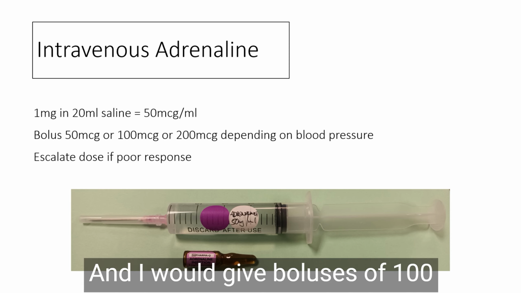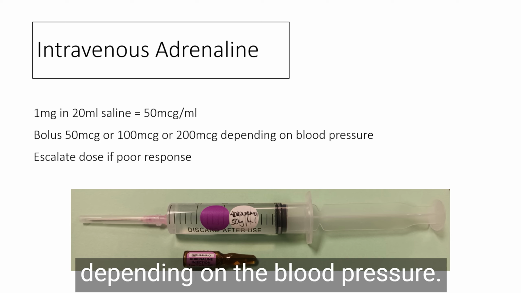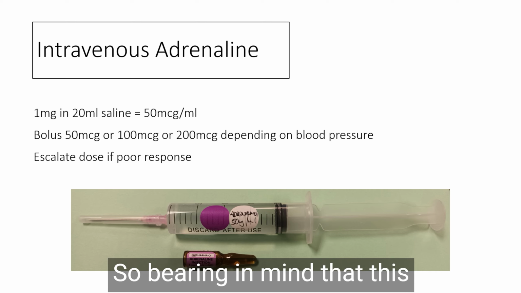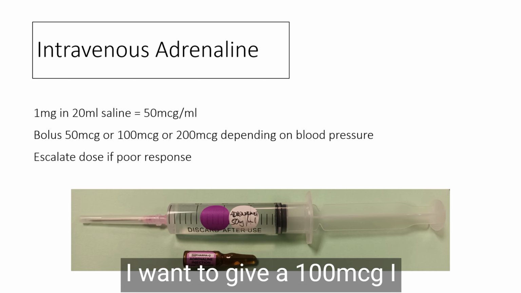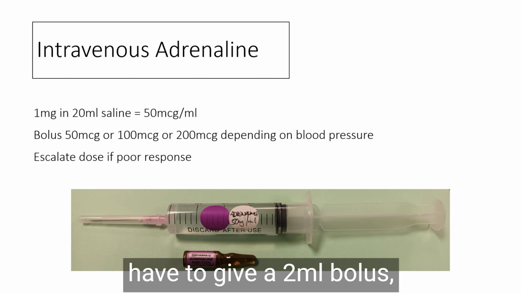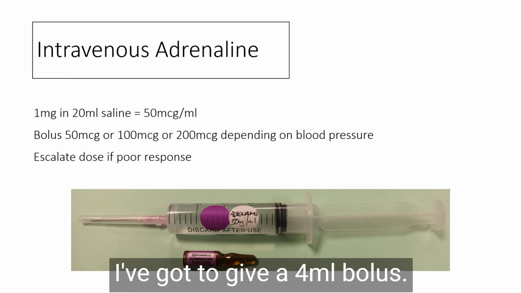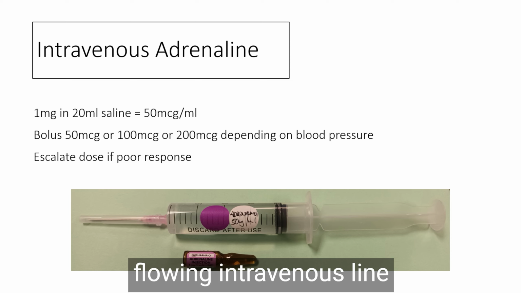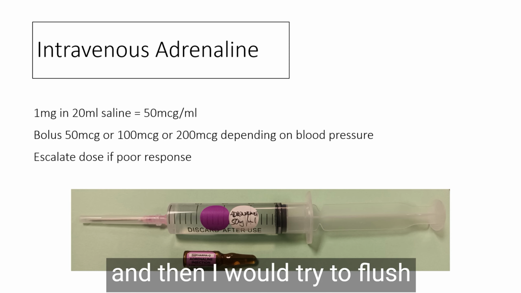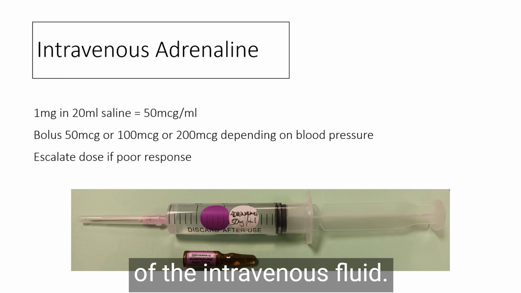And I would give boluses of 100 to 200 micrograms of adrenaline, depending on the blood pressure. So bearing in mind that this is a 50 microgram per ml solution, if I want to give 100 micrograms, I have to give a 2 ml bolus. And if I want to give 200 micrograms, I've got to give a 4 ml bolus. I would give this into a free-flowing intravenous line, and then I would try flush that in with at least 20 mils of the intravenous fluid.